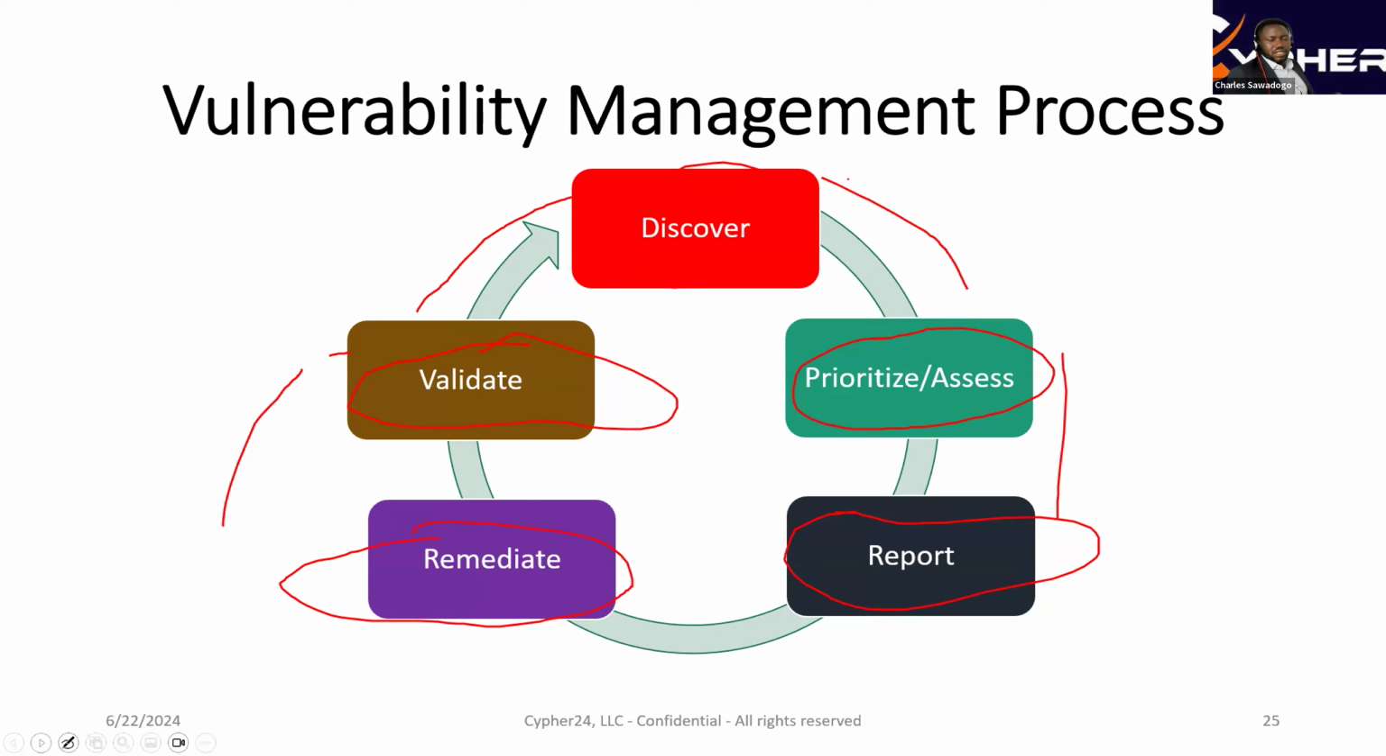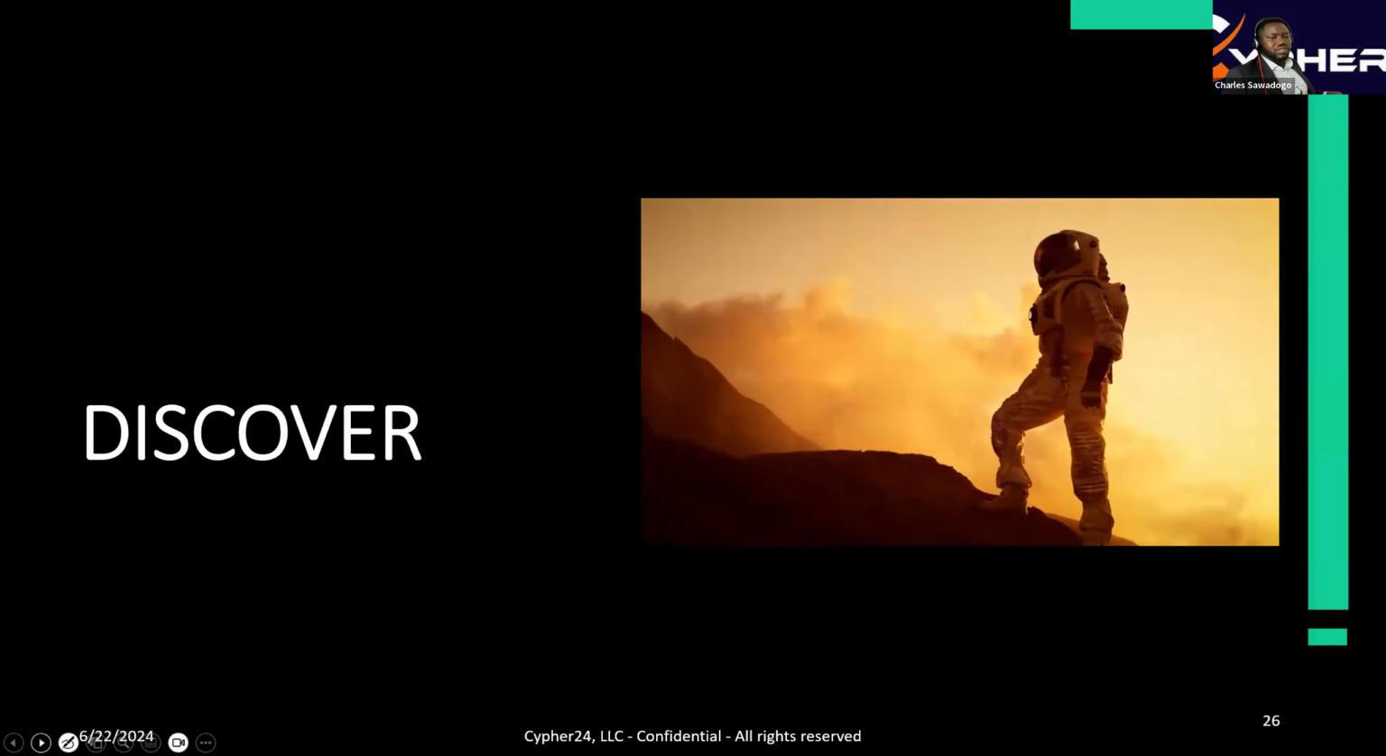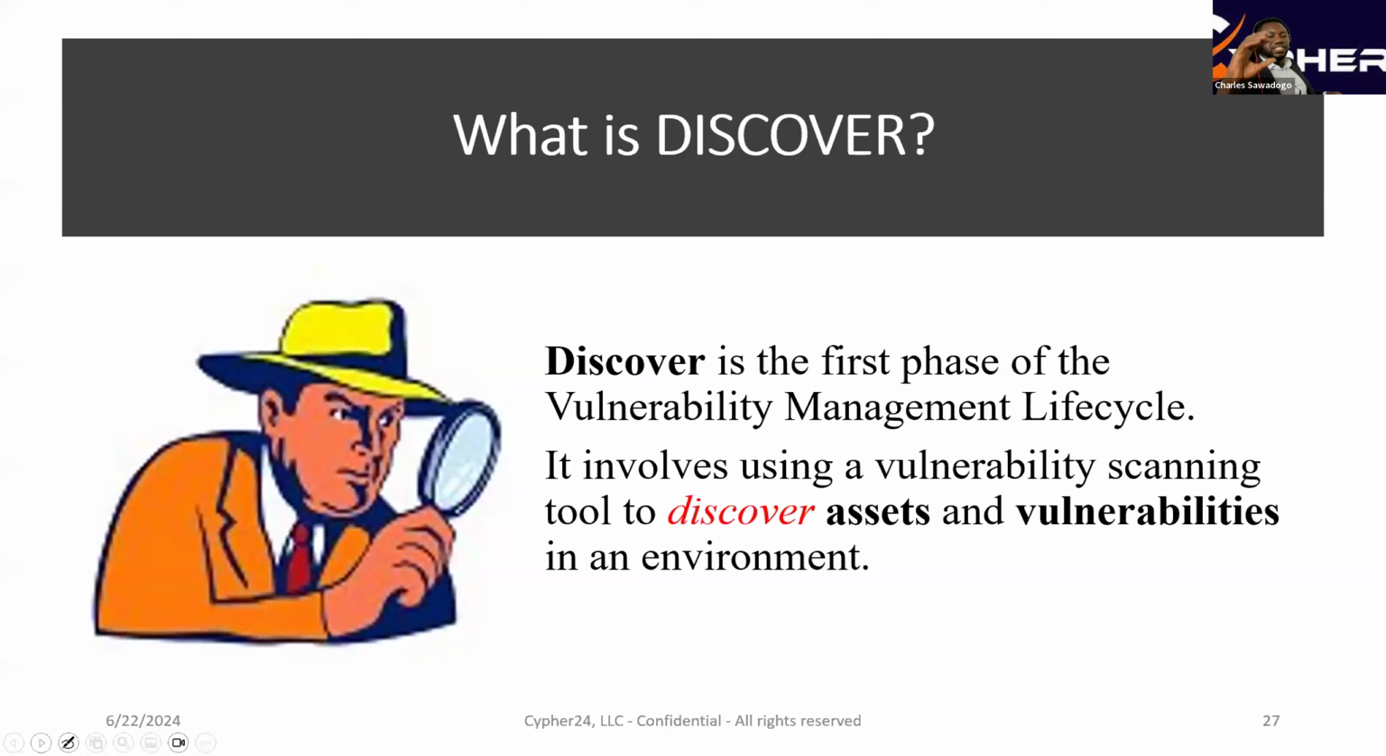So that's good. Let's move forward quickly and see what the discovery stage means. The discovery stage is the first step of the vulnerability management cycle. It involves using a vulnerability scanning tool to discover the assets and vulnerabilities in an environment. Remember, we saw the tools: Nessus, Nexpose or Rapid7, and Qualys. You're going to use those tools to discover not only the assets, but also the vulnerabilities.